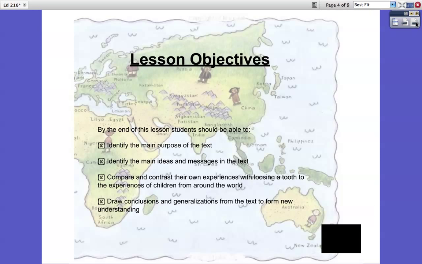By the end of this lesson, students should be able to identify the main purpose of the text, identify the main ideas and messages in the text, compare and contrast their own experiences with losing a tooth to the experiences of children from around the world, and draw conclusions and generalizations from the text to form new understanding.